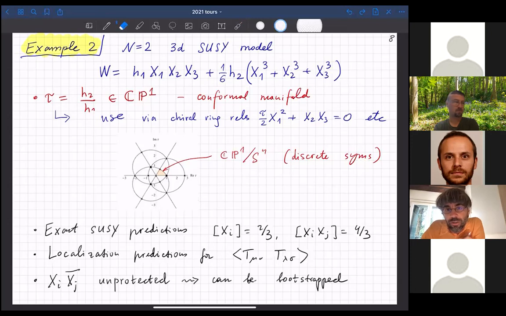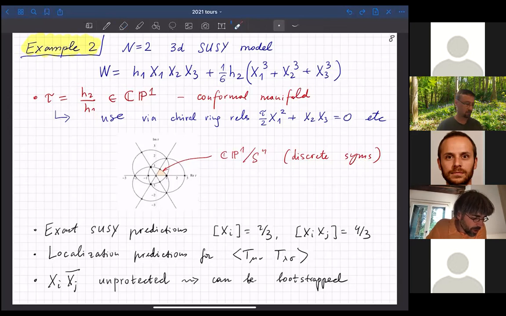So there's an exactly marginal deformation, and there's this coupling tau, which is the ratio h2 over h1, which lives in CP1, which parameterizes this conformal manifold. And because of some discrete symmetries, the actual moduli space is not CP1, but CP1 over S4. So there's a fundamental domain. And so now, why would you like to bootstrap this theory?